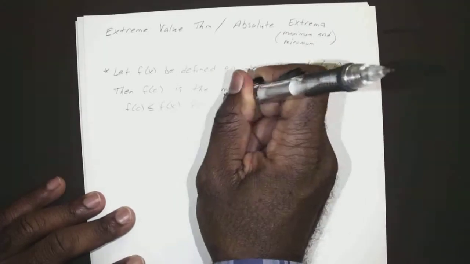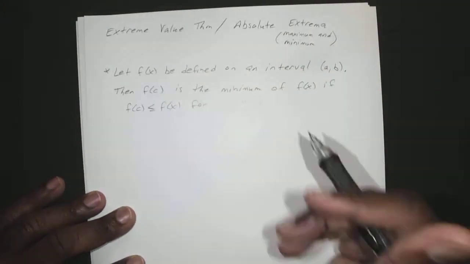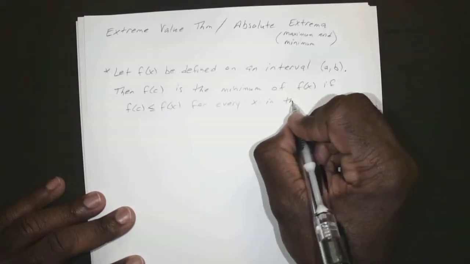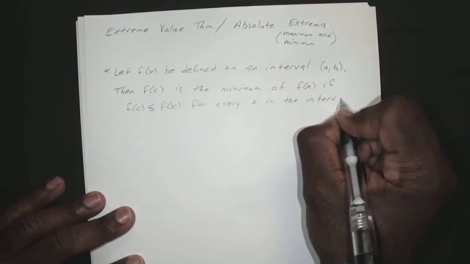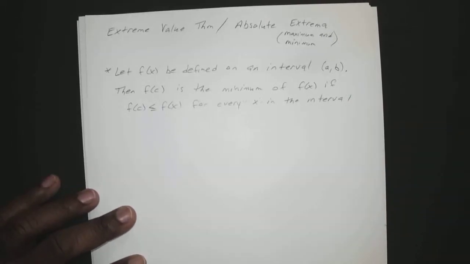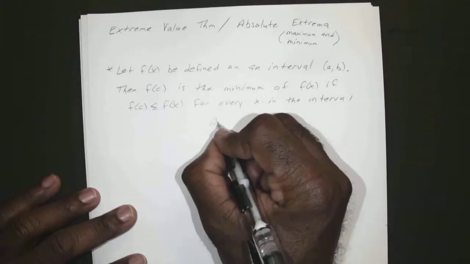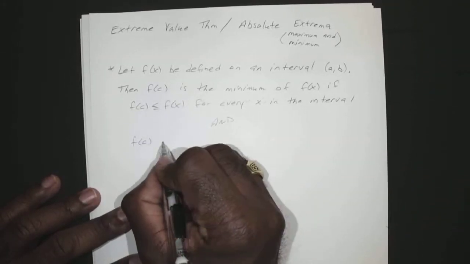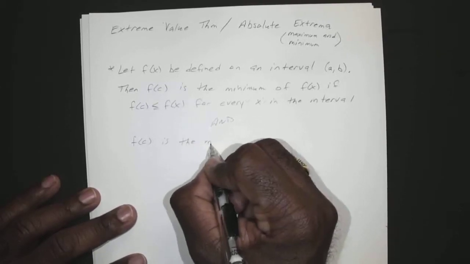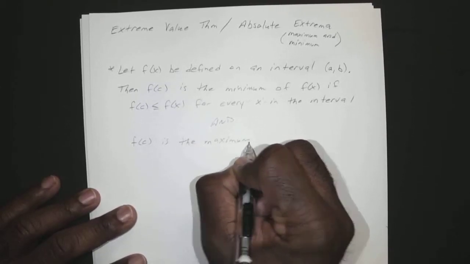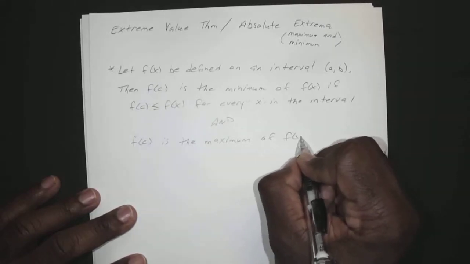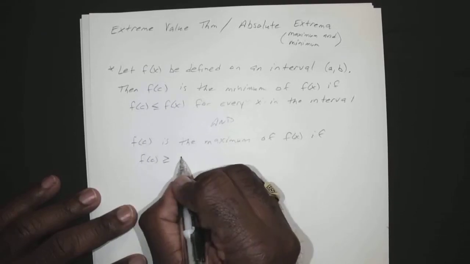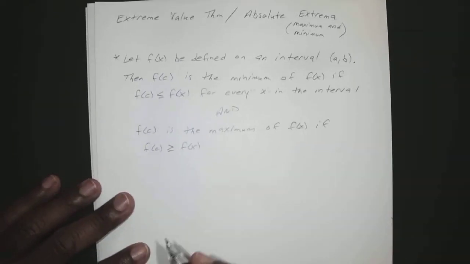So for every x. And the opposite is true. f of c is the maximum of f of x if f of c is greater than or equal to f of x for every x in the interval.